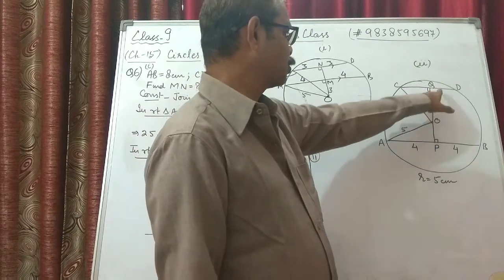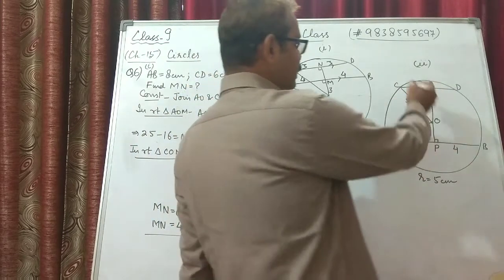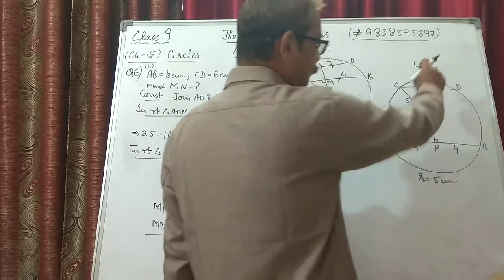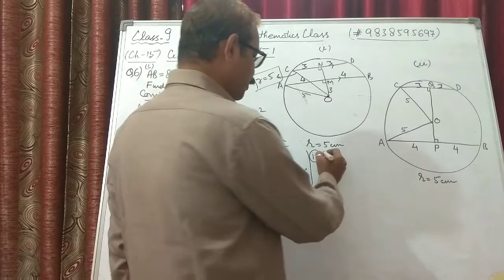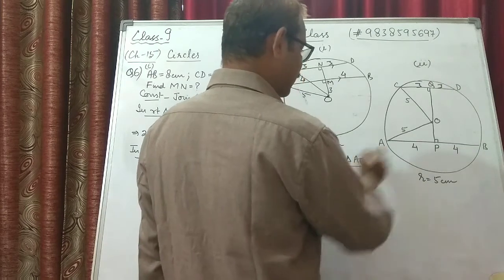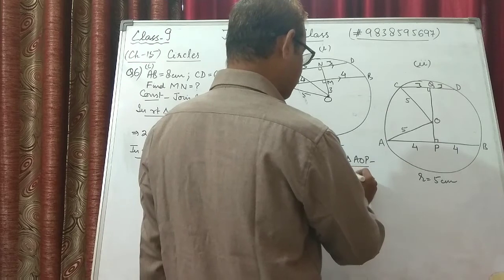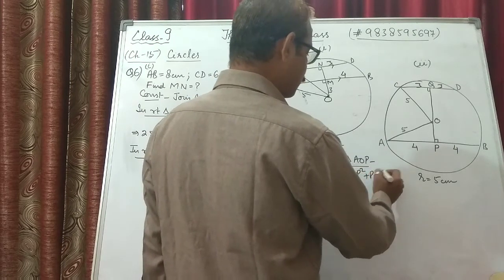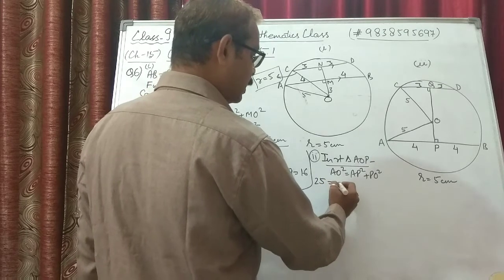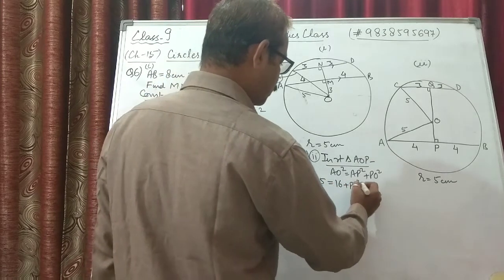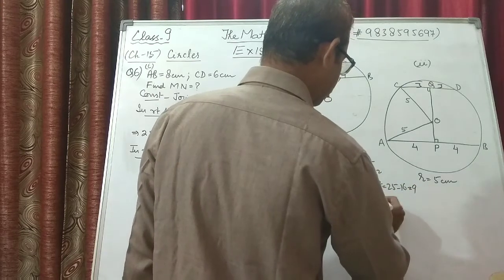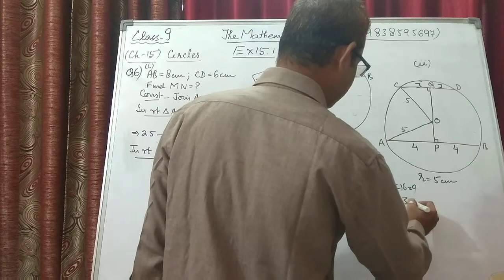Similarly, we have drawn a perpendicular from point O to CD at Q, and CD was 6 centimeters in total. So first we will find OP, then OQ, and finally add them to get the distance between the two chords. In the right triangle AOP, AO squared is equal to AP squared plus PO squared. AO is 5, so 25. AP is 4, squared is 16, plus PO squared, which implies PO squared is 25 minus 16, that is 9. So PO comes out to be root 9, or 3 centimeters.